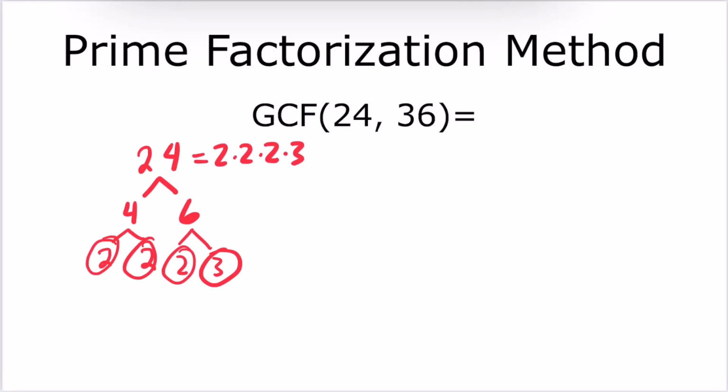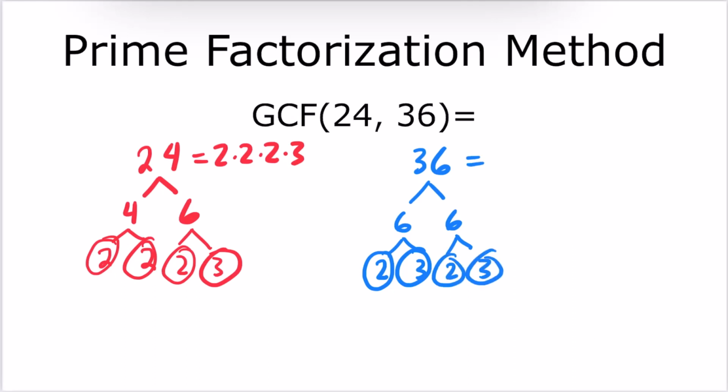Then I can go ahead and find the prime factorization of 36, and I can say, well, 36 is 6 times 6. Neither one of those is prime, so if I break 6 down further, I get 2 times 3, and both of those are prime. This 6 can also be broken down into 2 times 3. So the prime factorization of 36 is 2 times 2 times 3 times 3.